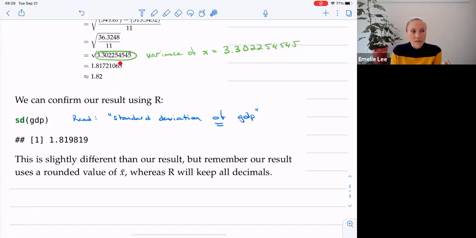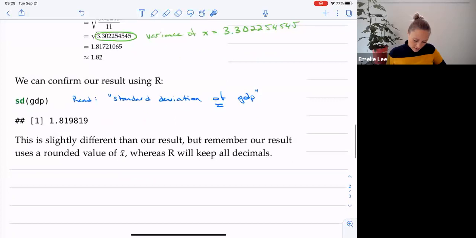1.8198. Notice that they're just slightly off, right? But once we round to 2 decimal places, then they're the same. And so they're close enough, right? So this is slightly different than our result, but remember our result uses a rounded value of x bar, whereas R is going to keep all the decimal places for everything, right? Okay.